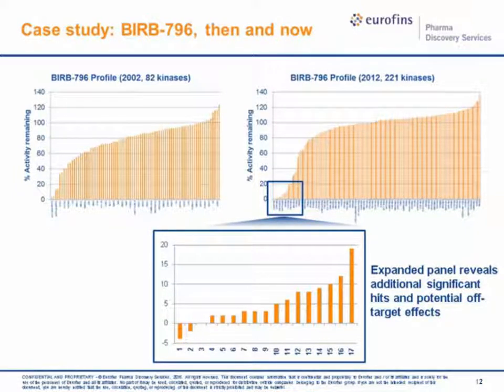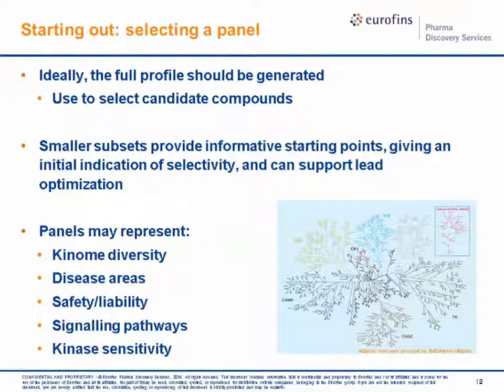This is just a slide showing a snapshot of some of those more potent activities that were identified for BIRB796. Interestingly, many of the kinases outlined here are actually anti-angiogenic kinases. So while not necessarily useful from a rheumatoid arthritis perspective, it might have been useful potentially from an oncology perspective. So then, moving forward again with the whole idea of looking at selectivity, where do you start out? There are upwards of 500 kinases in the human kinome.